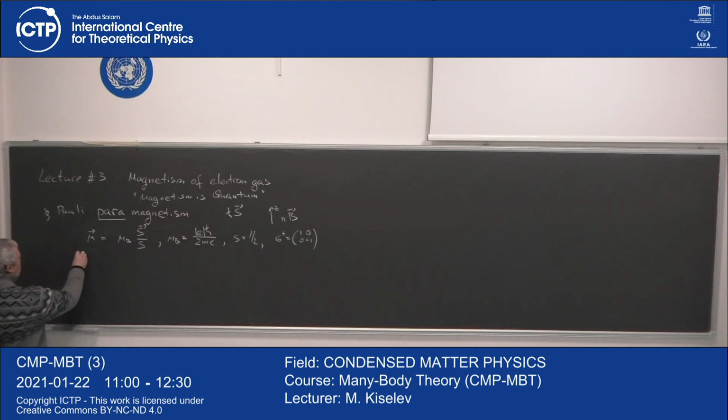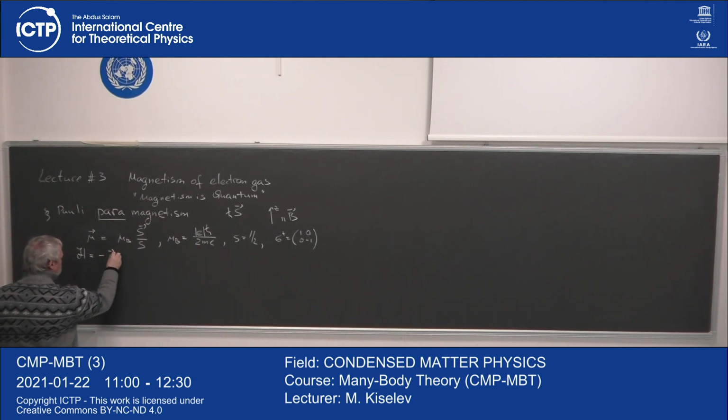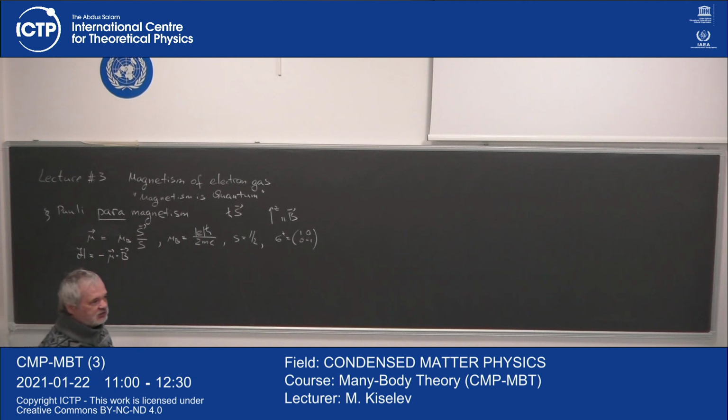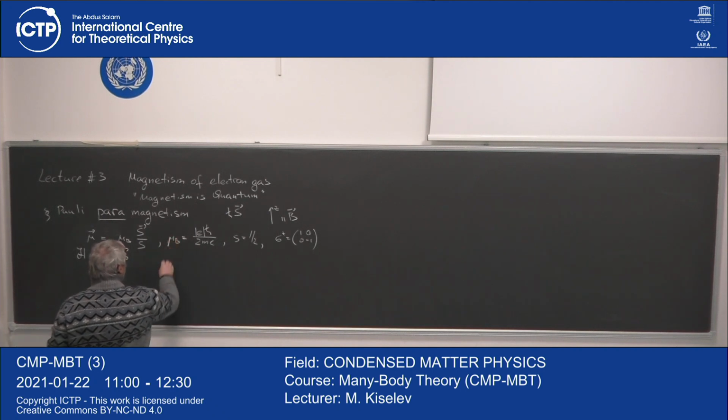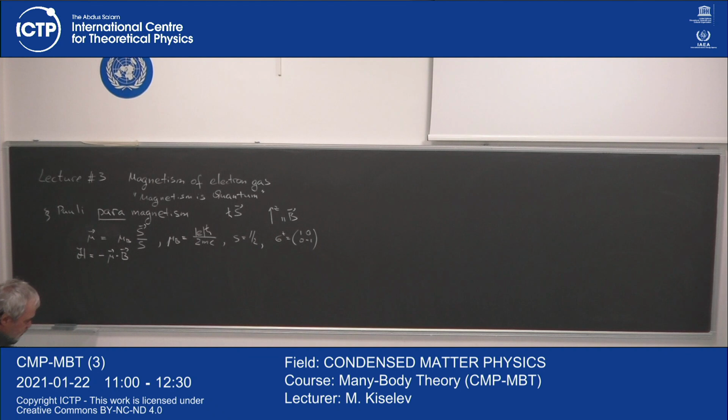Okay, so the Hamiltonian which we are going to use is very simple. This is minus mu times the magnetic field. So it is first of all proportional to the magnetic momentum, and second, it is proportional to the magnetic field. You may ask me why there is a sign minus: because the electron is a negatively charged particle, and I define a constant, which is the Bohr magneton, putting the modulus of the charge of the electron.